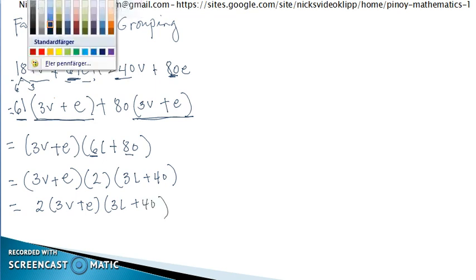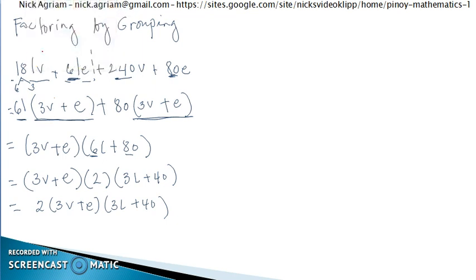The question is, can I factor this in another way, aside from taking these first two? That is what we did. Let's see if we can do that. We have 18LV plus 6LE plus 24OV plus 8OE. The important thing here is to look for common factors, not only for the numerical coefficients, but also for the variables.